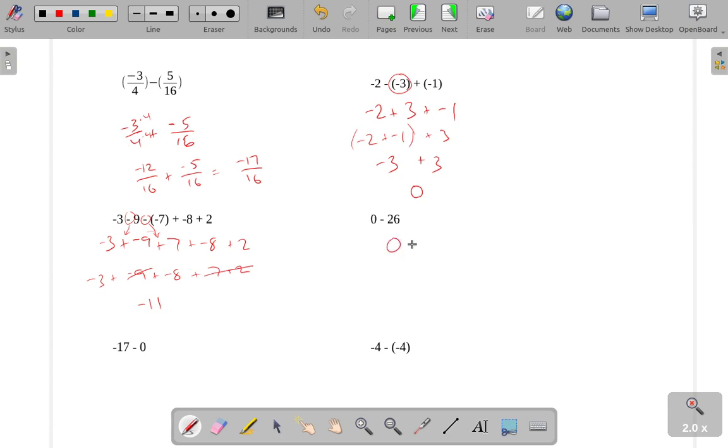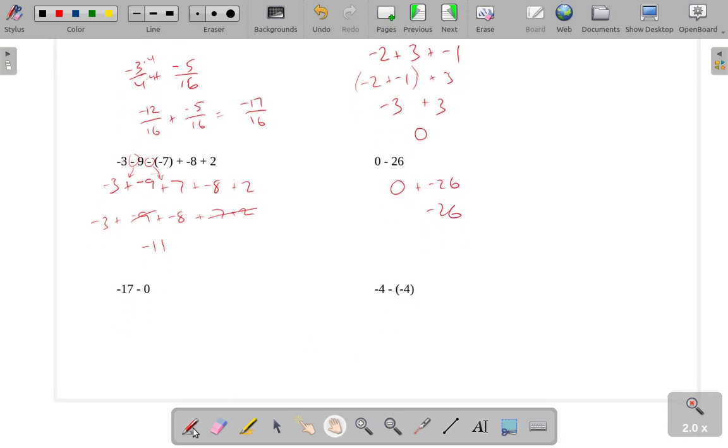All right, on this example we have 0 plus a negative 26, because I'm changing my subtraction to addition. And adding 0 doesn't change the value of a number, so we just get negative 26. Negative 17 minus 0 is negative 17 plus the opposite of 0, but adding 0 doesn't change a number, so we get negative 17.